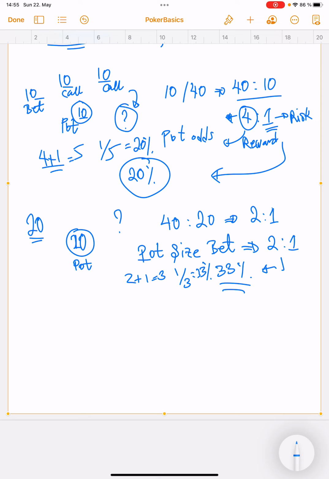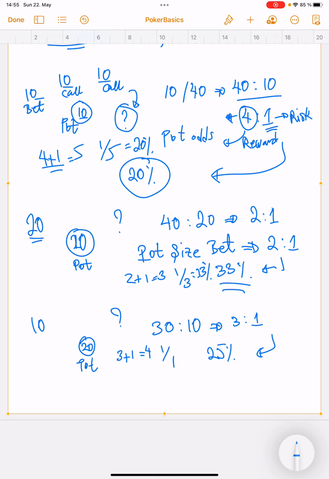If they bet half pot, suppose there is 20 in the pot, and the guy bets 10, and you are asked for the action, then the pot is 30, and you need to call 10. This will be 3 to 1, and this means 25%, because again 3 plus 1 is 4, and 1 over 4 is 25%.